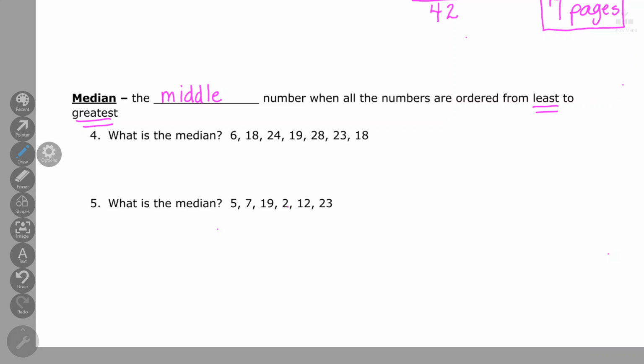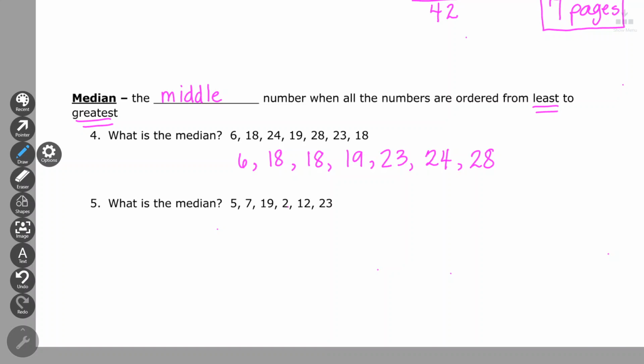Let's do number 4. What is the median, or the middle number? All right, we've got to put these in order from least to greatest. So our lowest number is 6. Then we have 18. Next, we have 18 again. You have to write that down twice because it appears twice in the data set. Then we have 19, 23, 24, and the highest is 28.